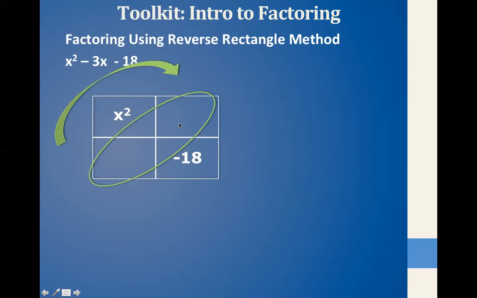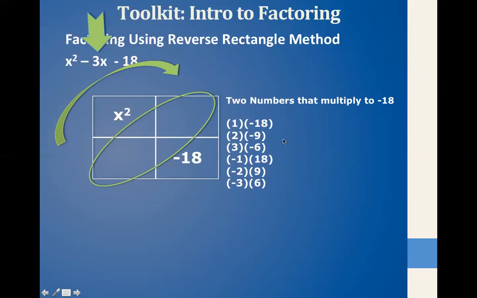Well, I know that a number up here and a number on the left have to multiply to negative 18. But I also know that these two boxes have to combine to get negative 3x up here. So I'm going to think, what are the numbers that are possible to go over here that are going to multiply to negative 18, but also add to negative 3x?